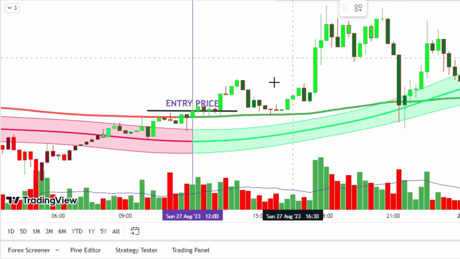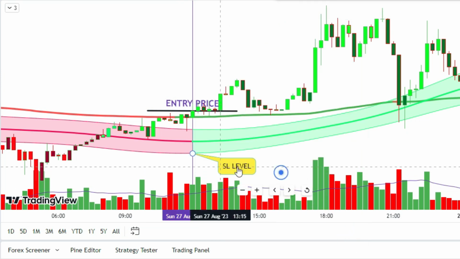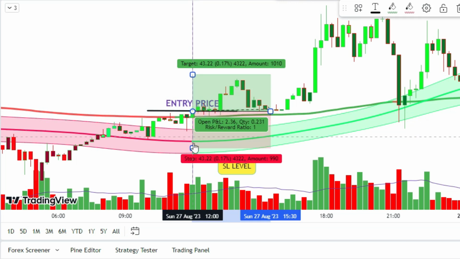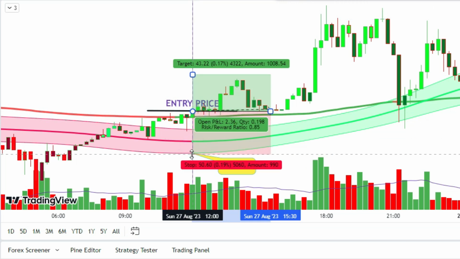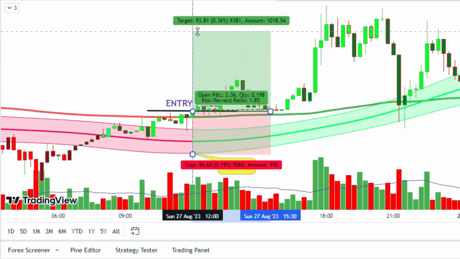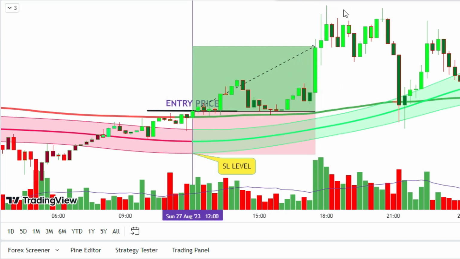Then put the stop loss under the lower band of the GC indicator. And for exit strategy, think about setting your target 1.5 times the stop loss amount.